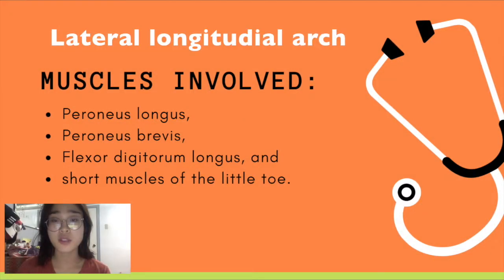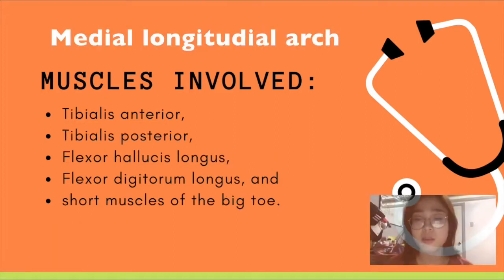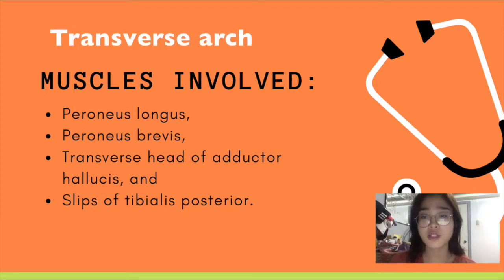The muscles involved in the lateral longitudinal arch are peroneus longus, peroneus brevis, flexor digitorum longus, and lastly short muscles of the little toe. The muscles involved in the medial longitudinal arch are tibialis posterior, tibialis anterior, flexor hallucis longus, flexor digitorum longus, and lastly short muscles of the big toe. The muscles involved in the transverse arch are peroneus longus, peroneus brevis, transverse head of adductor hallucis, and lastly, slips of tibialis posterior.